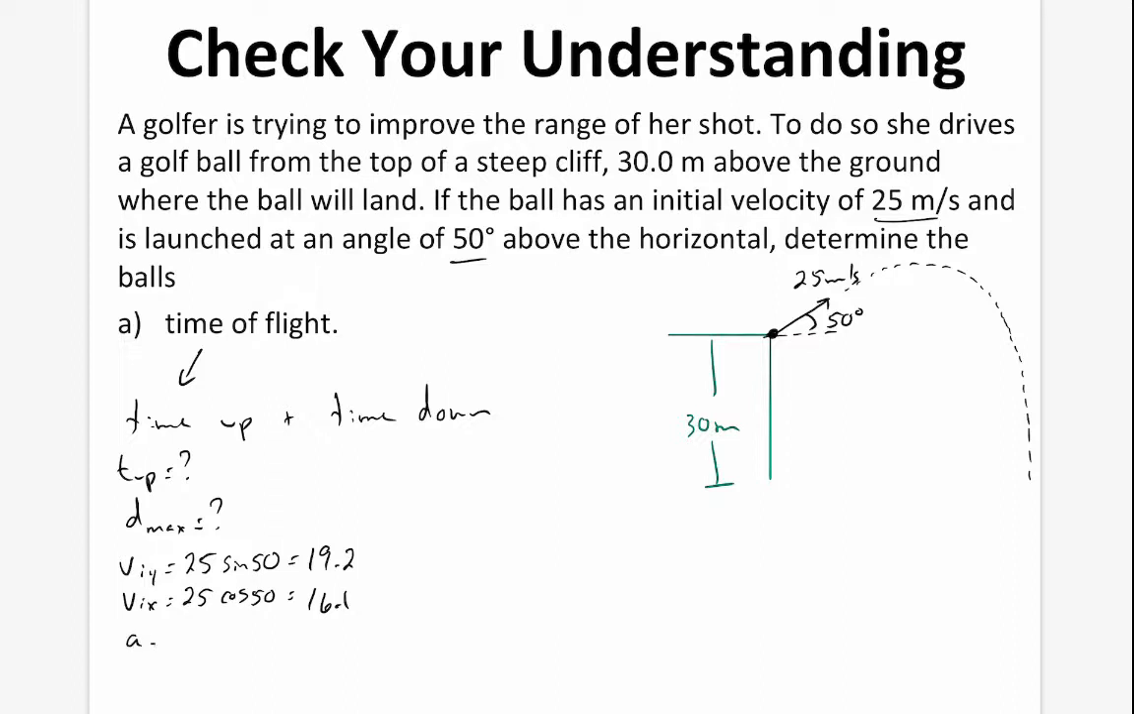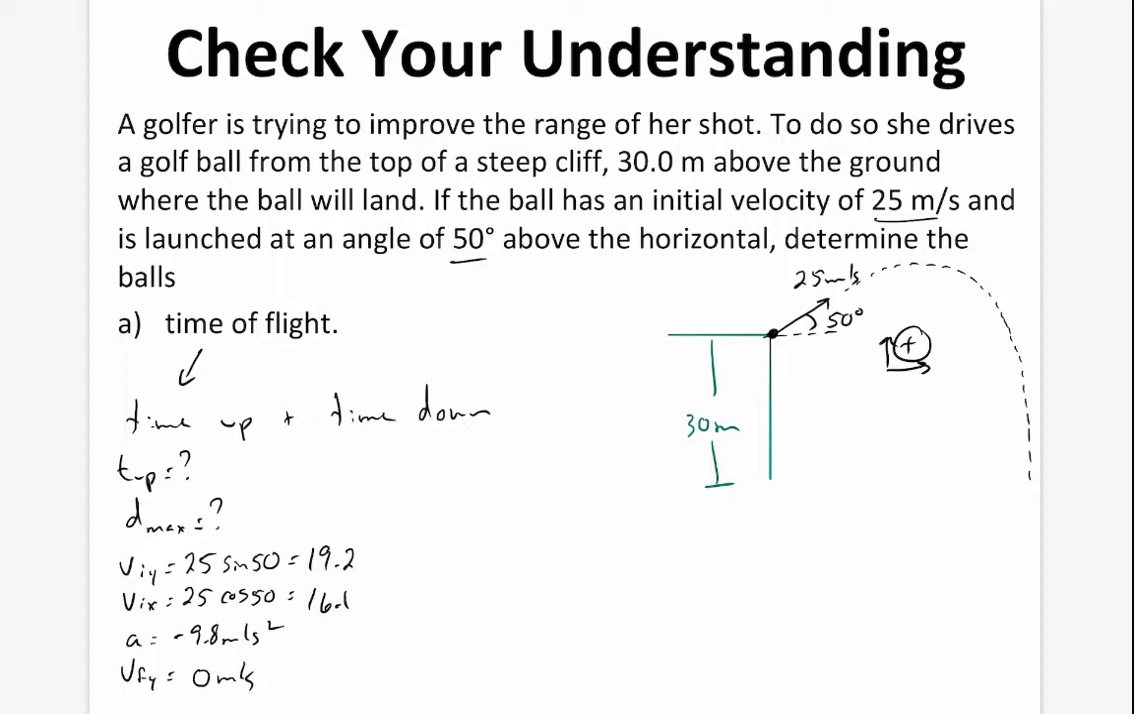We know acceleration is going to be negative 9.8 meters per second squared, because we're going to say right and up are positive. Therefore, acceleration is negative because it's going down. And we know at the very top, VFY is going to equal 0 meters per second, because it's not going to be moving in the vertical direction at the top. So now what we need to do is solve for time up.